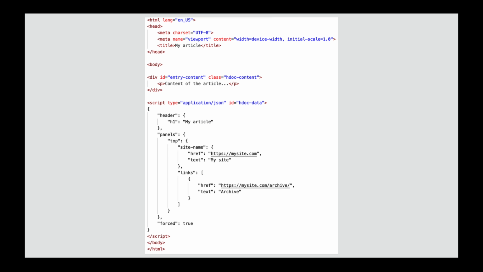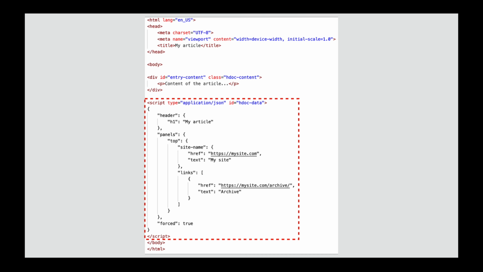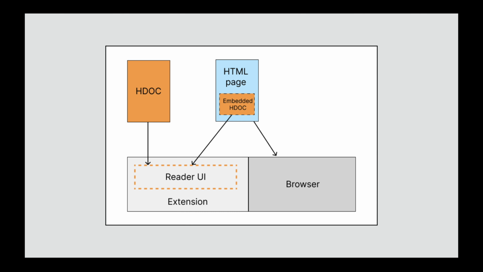This is what the source code of such a page may look like. Let's say the content of the article is in this div. It just needs to be annotated with a special class name, so the extension knows where the content is. And all the other fields for navigation panels, comments, metadata, and so on are included in a special JSON block. Both of these additions are invisible to the reader. So, when the extension is not installed, the page looks unchanged. But if the extension is active, it extracts the content and all the additional data from the JSON block and uses it to construct the corresponding HDoc.